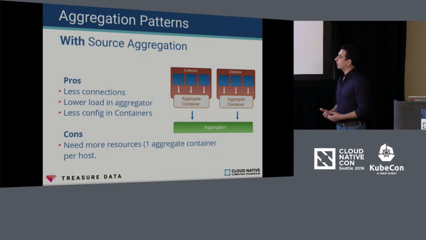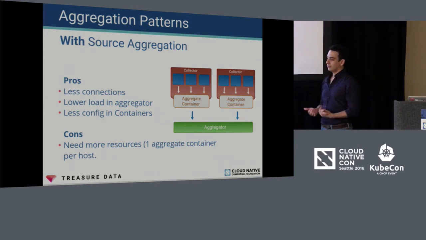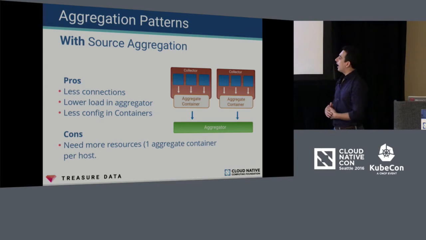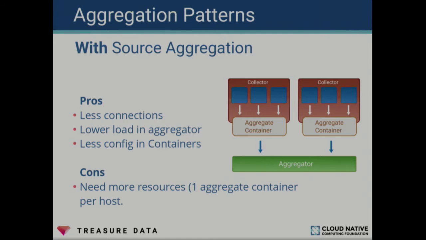With source aggregation, you have fewer connections. Of course, your aggregator doesn't have too much overhead. And of course, you have less configuration in the containers. But you need more resources because you need one aggregation container per host. Because you are adding one layer in the middle, but there's nothing free here. You need to add some cost at some level. The thing is where.